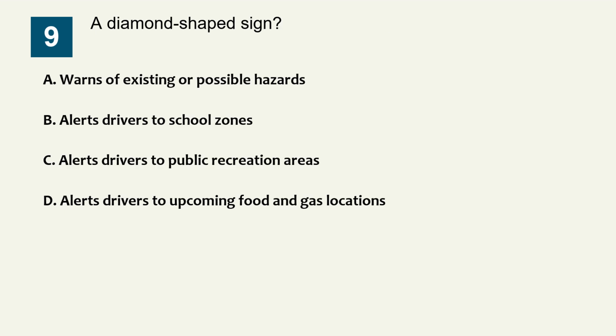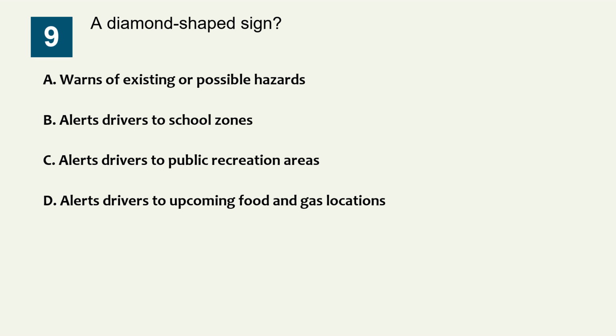Question 9. A diamond-shaped sign: Option A, warns of existing or possible hazards. Option B, alerts drivers to school zones. Option C, alerts drivers to public recreation areas. Option D, alerts drivers to upcoming food and gas locations.